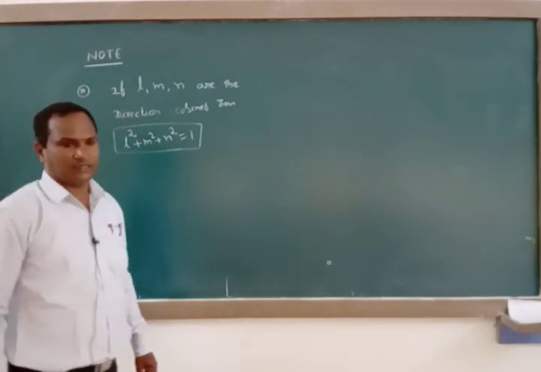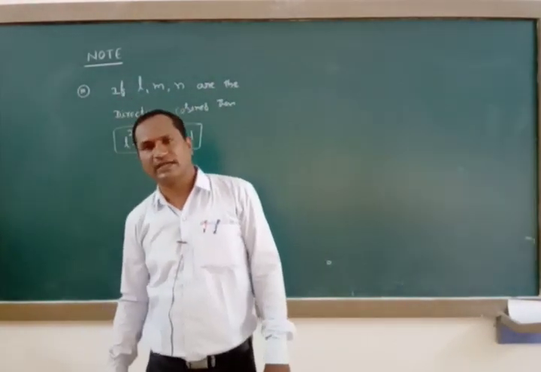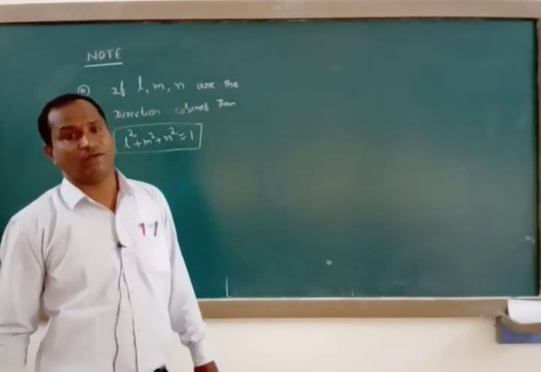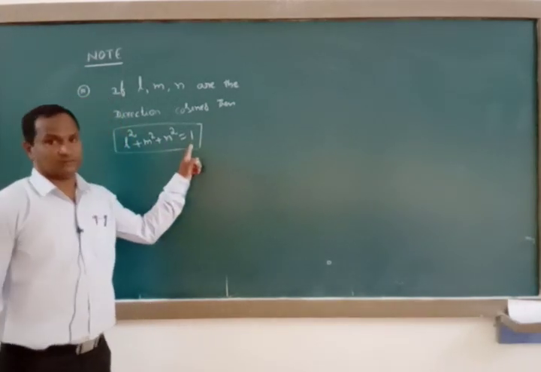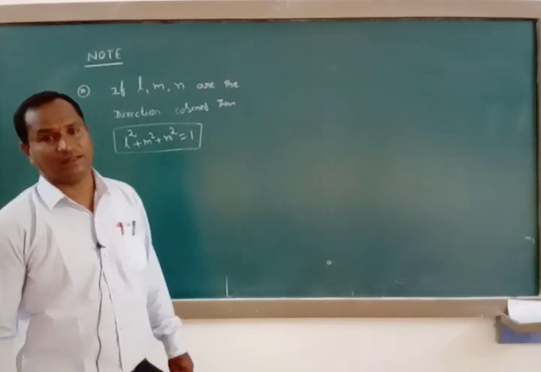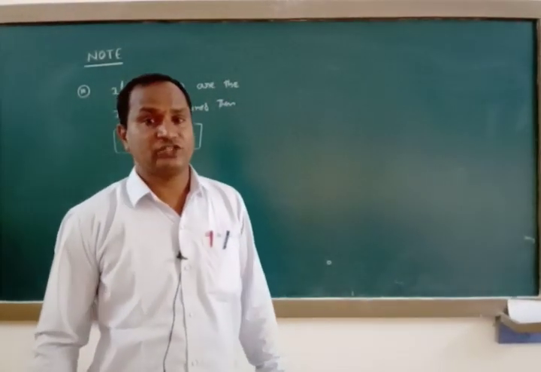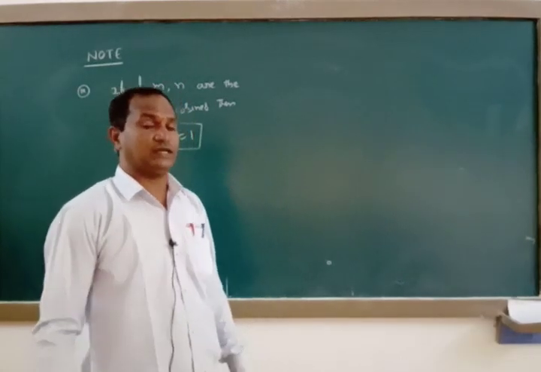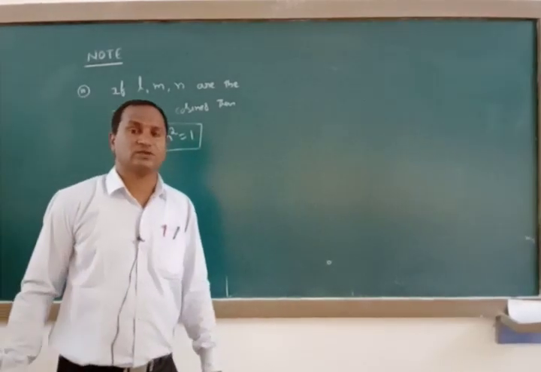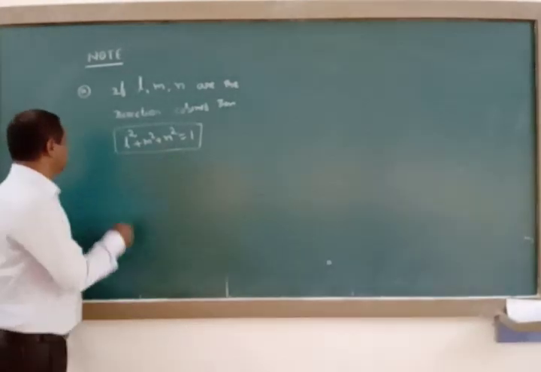For example, you can take any vector, find all its direction cosines, and take the sum of squares of all the direction cosines; that value is always equal to 1. That is the standard condition in the case of vectors, and we apply this condition in 3-dimensional geometry also. So the sum of squares of direction cosines of any line is always equal to 1.